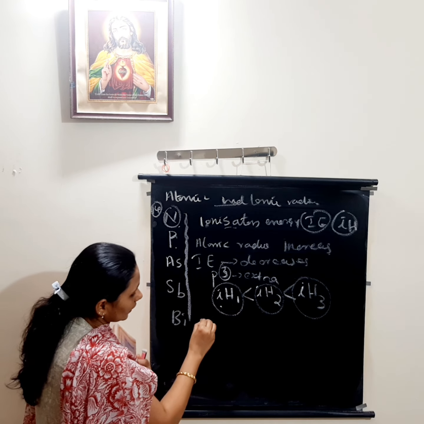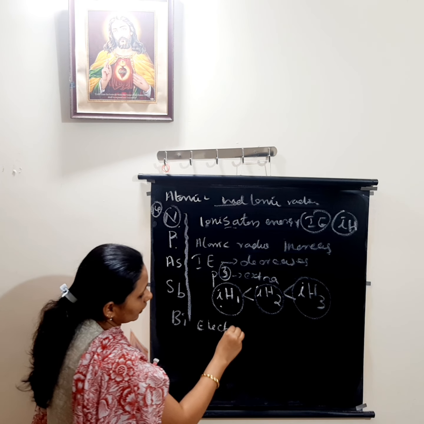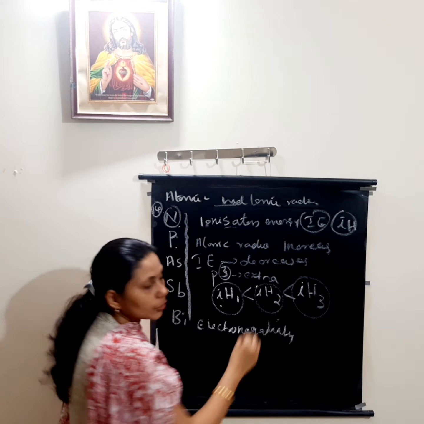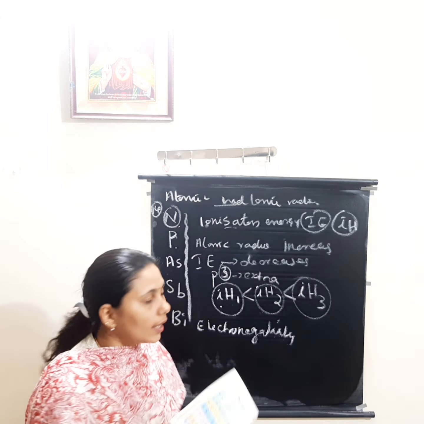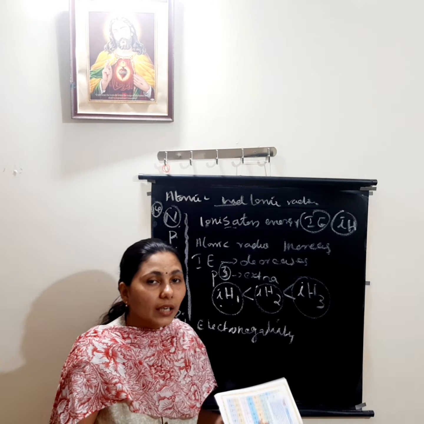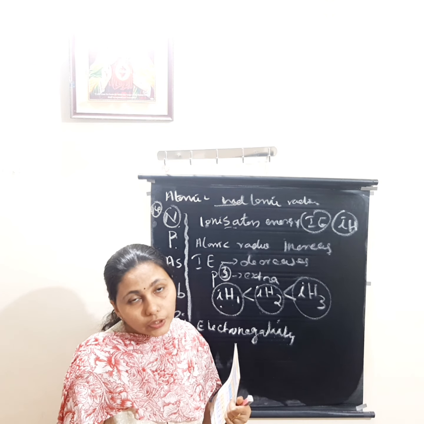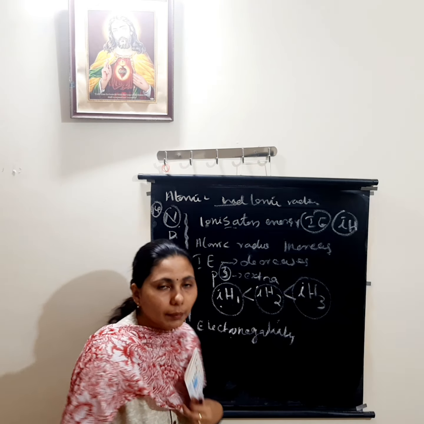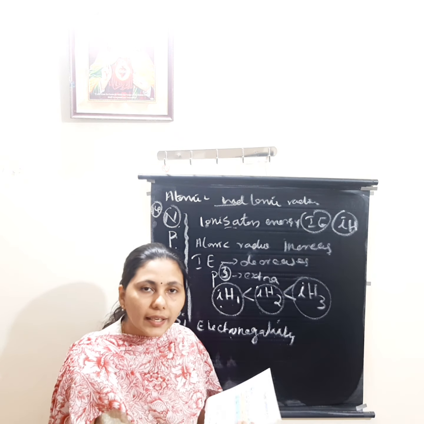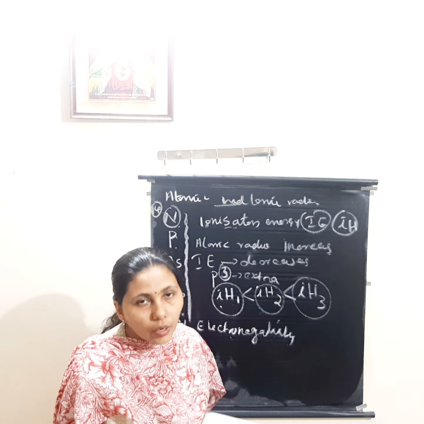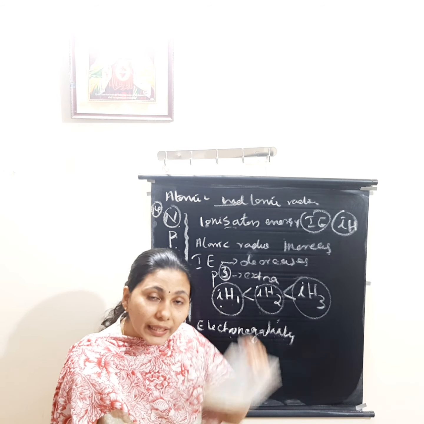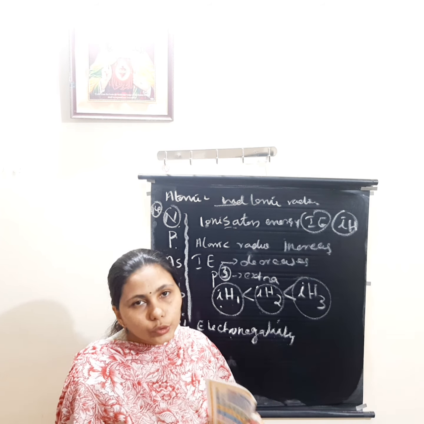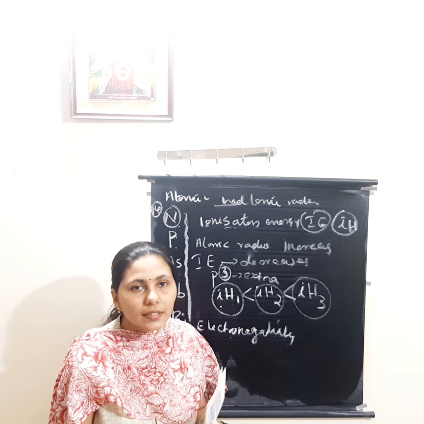The next property is electronegativity. Electronegativity is the ability to attract electrons. We know the highest electronegative element in the periodic table is fluorine, which has 4. But the nitrogen family has high electronegativity values, and the electronegativity value decreases down the group.